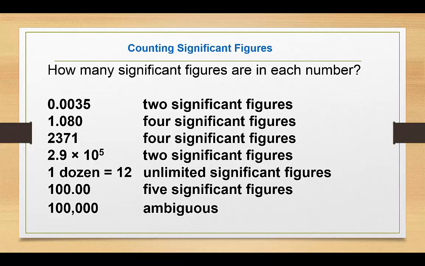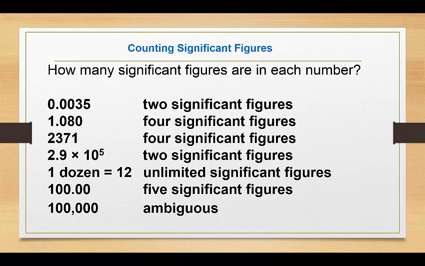If I go to the next number, 1.080, I see that, first of all, I have a zero that's sandwiched between two non-zero numbers, between the 1 and the 8, so that one's significant. The next one is a trailing zero, and there's also a decimal point in there.